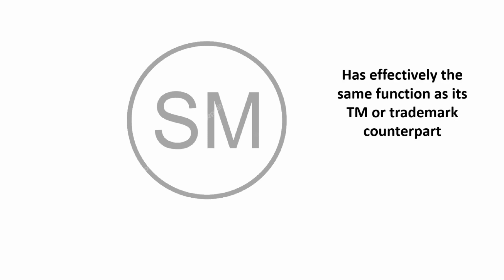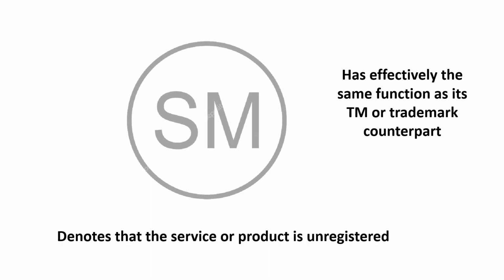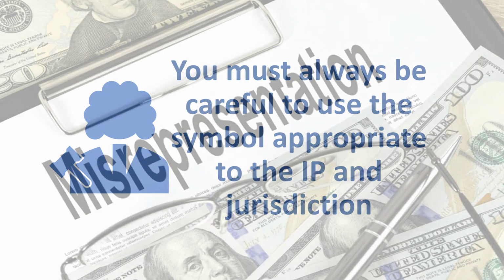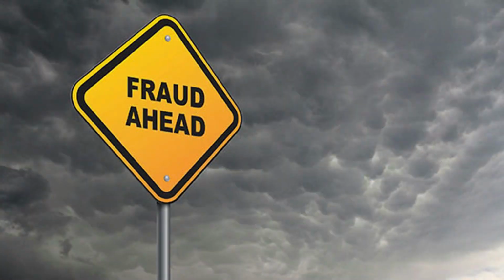The letters SM, surrounded by a circle, stand for service mark. It has effectively the same function as its TM or trademark counterpart, but it can only be used in connection with services like intellectual property portfolio management. This symbol denotes that the service or product is unregistered and is by far the least encountered of all the major symbols. You must always be careful to use the symbol appropriate to the intellectual property and jurisdiction. Otherwise, you could risk undermining your legal protections or even face charges of misrepresentation, false advertising, or fraud.